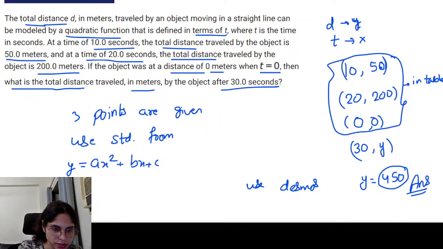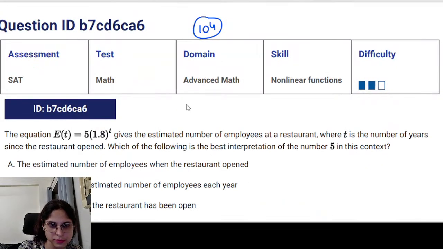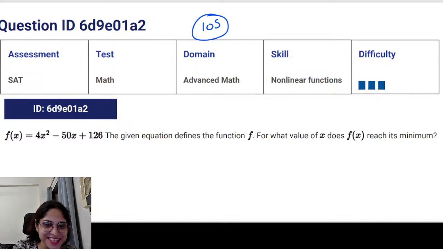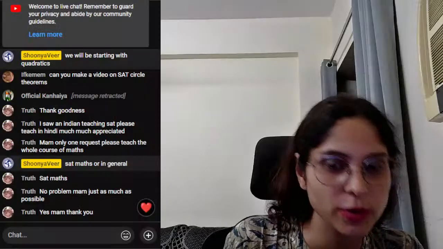Now the next question is 109. No, 104. There is some problem. 105, not 104. I was like, this is a medium question. Okay, let's see what he's saying.